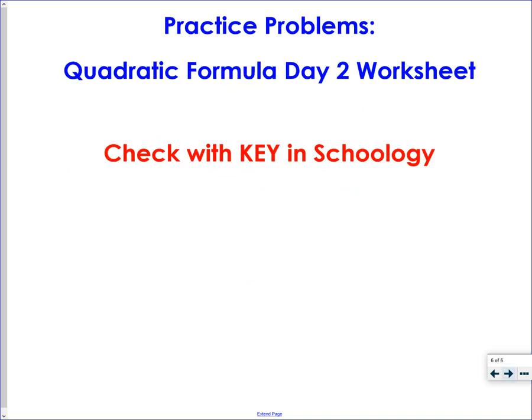So today's worksheet, quadratic formula day 2. There will be some that are possibly a no solution. Many of these are going to be decimals that you're going to be rounding. The answer key is in Schoology. So check your work. There's no formative, but if you need any help, if you can't get these to work out, please, please, please let me know.